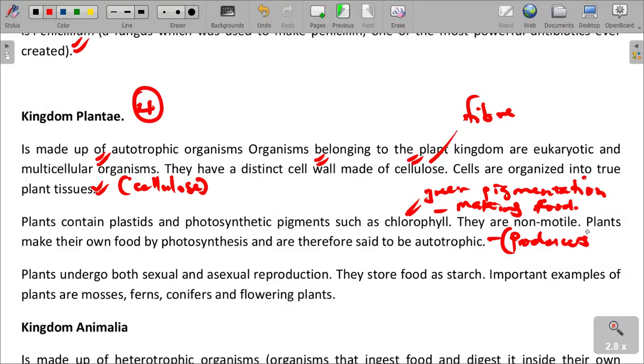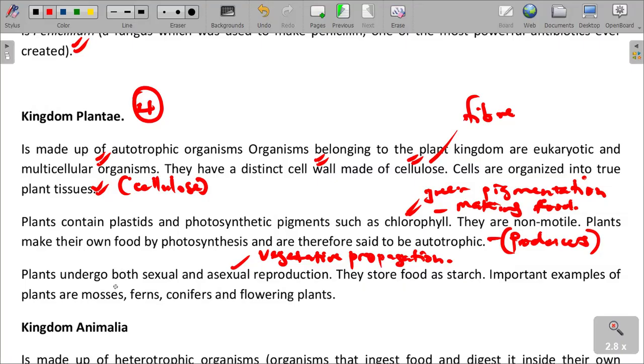They are autotrophic. They make their own food. Plants undergo both sexual and asexual reproduction, which we called vegetative propagation. Vegetative propagation has to do with cuttings. They store food as starch, and also important examples of plants.